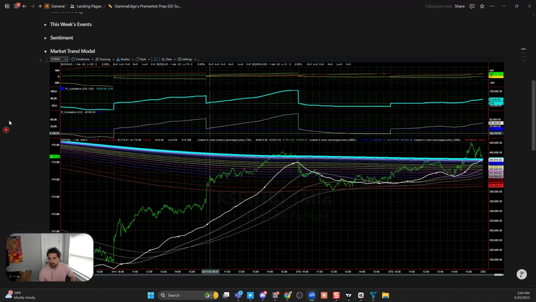Starting out with our market trend model. Came into the day, from a market trend model perspective, slightly bullish, cautiously optimistic. The reason for that is the cumulative tick, which is built off the tick index, which is a measurement of just real-time buying and selling in the market.